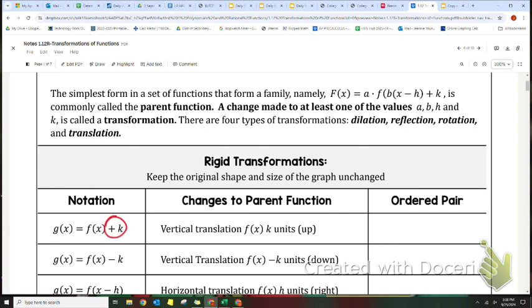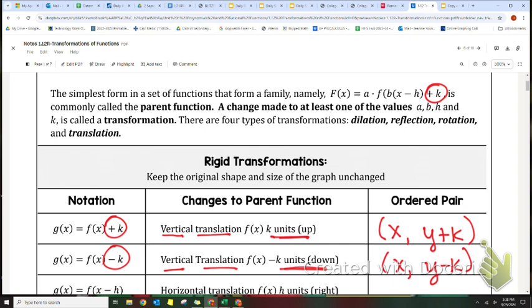So this k is not inside with x, and it's going to affect the y values. They're being added or subtracted, which means it's a translation. Since it affects our y values, it's going to be vertical. If it's a positive k, it's going to go up k units, and if it's a negative k, it's going to go down k units. So it affects my y, and my x's stay unchanged. If they're going up, we add, and if it's going down, we subtract k.